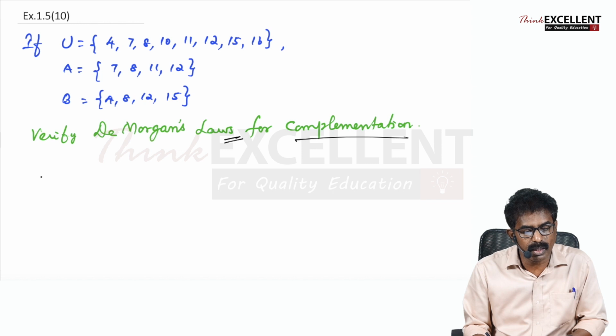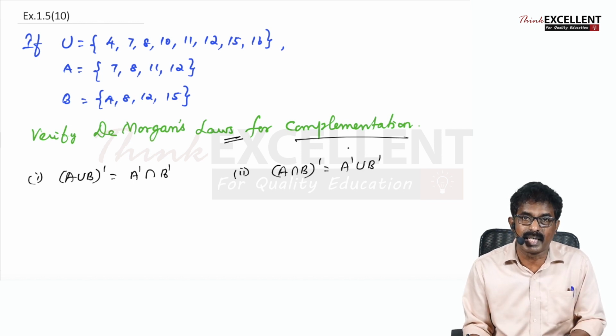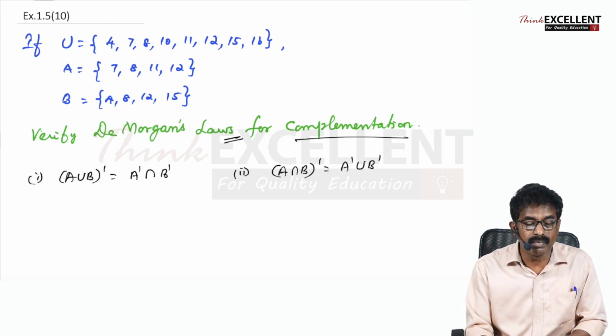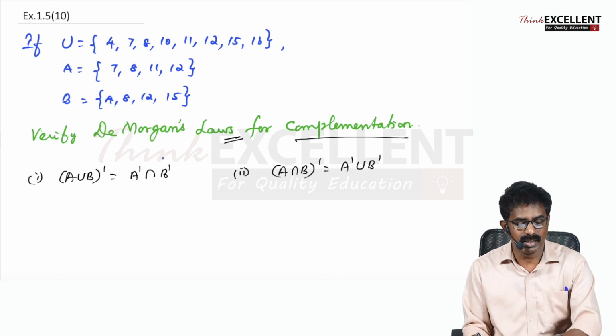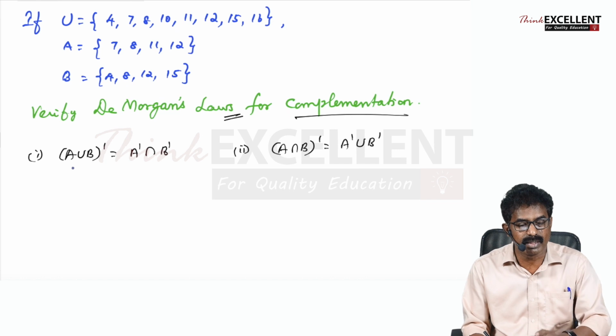So what are the De Morgan laws? The first one is A union B the whole dash is A dash, the union becomes intersection, B dash. And the second one is A intersection B the whole dash is A dash union B dash. Both the laws you have to verify. It's again a 5-mark question. I am going to verify the first one. Okay. So same way you can try the second one. Okay. So please listen for the first one.